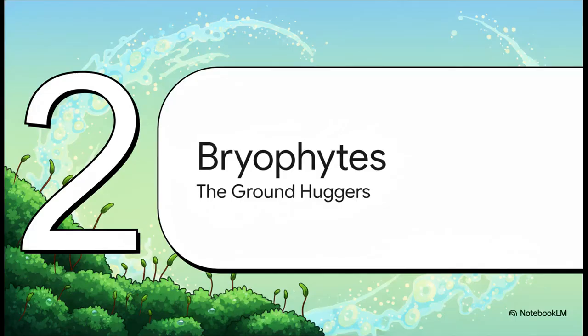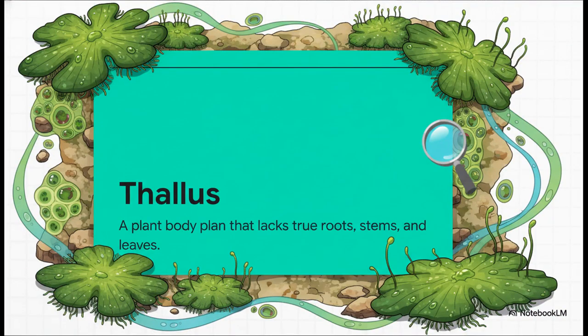Moving right along to section 2, bryophytes, the ground huggers. At the very, very base of our plant family tree, right after that ancient algal common ancestor, we find the bryophytes. This group includes the common mosses you see all the time. Now, the defining feature of a bryophyte is that its body is a thallus. And because it's a thallus, it lacks true roots, stems, and leaves. They don't have a deep root system to anchor themselves into the soil, and they definitely don't have rigid stems to hold themselves upright. That is exactly why they are stuck being flat little ground huggers.